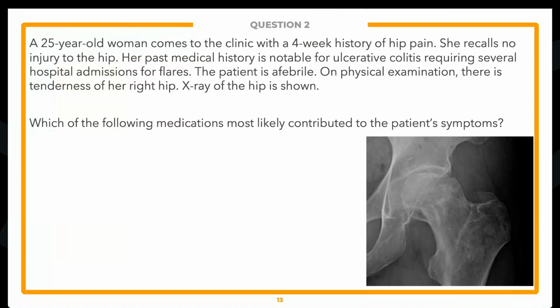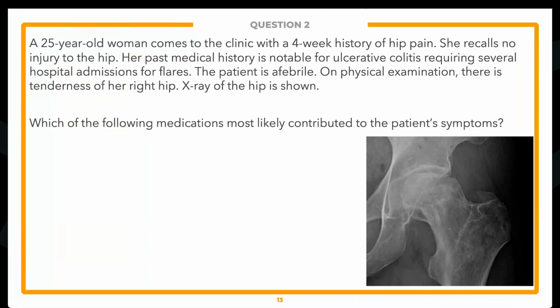Okay, so you can see that we've got an X-ray in front of us. We're going to be trying to figure out what medications may have caused or exacerbated some patient problems. So again, as you're reading that lead-in, always think about what are the things that I need to keep an eye out for as I'm going through the vignette. So with that, let's go ahead and do that now.